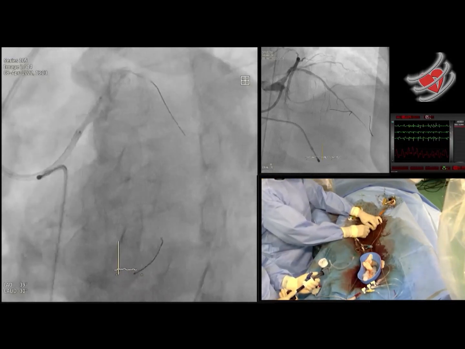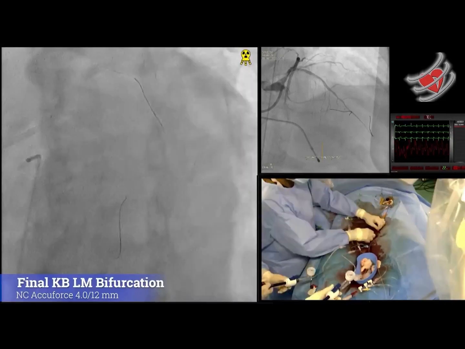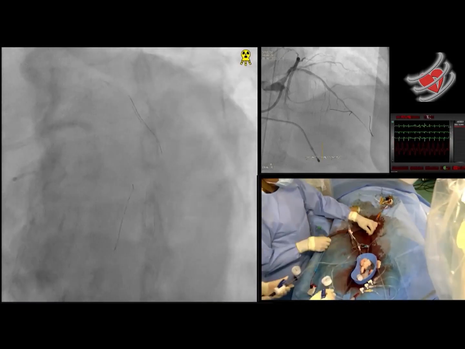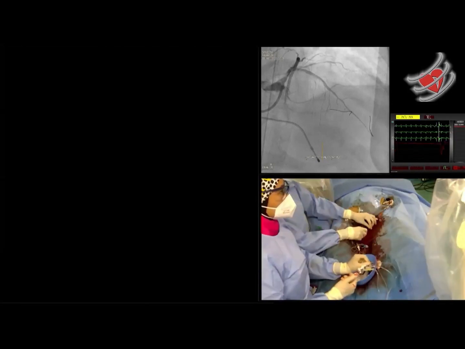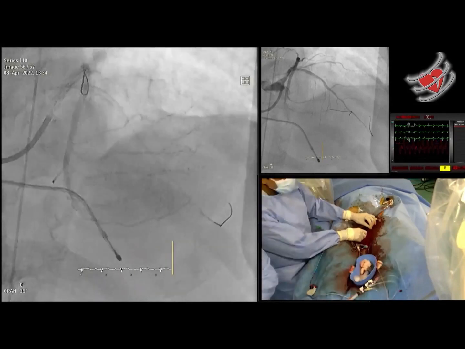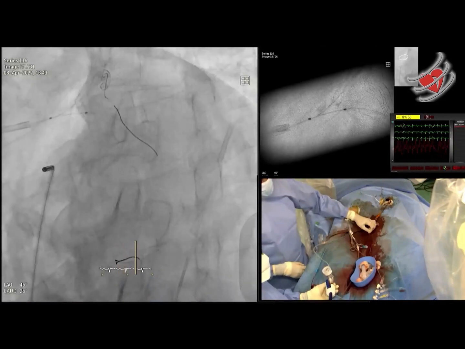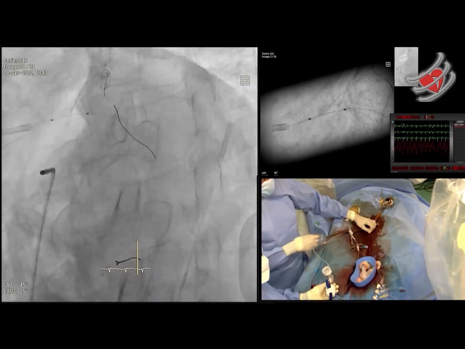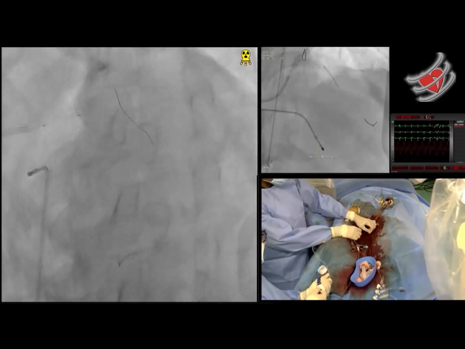This is a bigger balloon, 3.5 balloon on the LAD, followed with final kissing. And in this particular case, we did another stenting on the mid part, and then we did re-POT on the left main using 5.0 millimeter NC balloon.